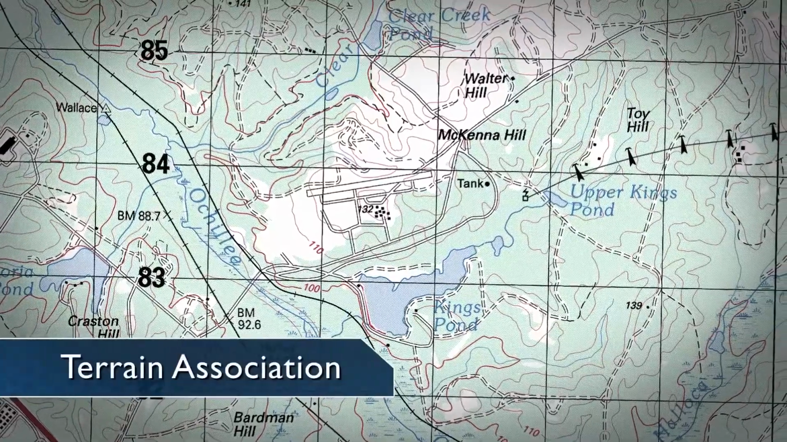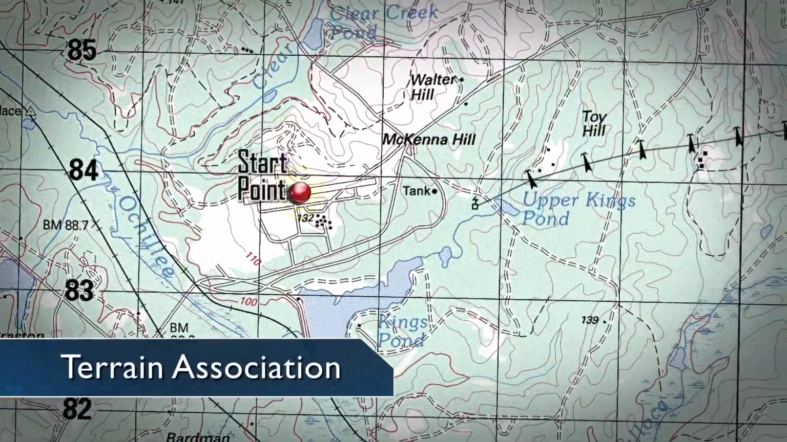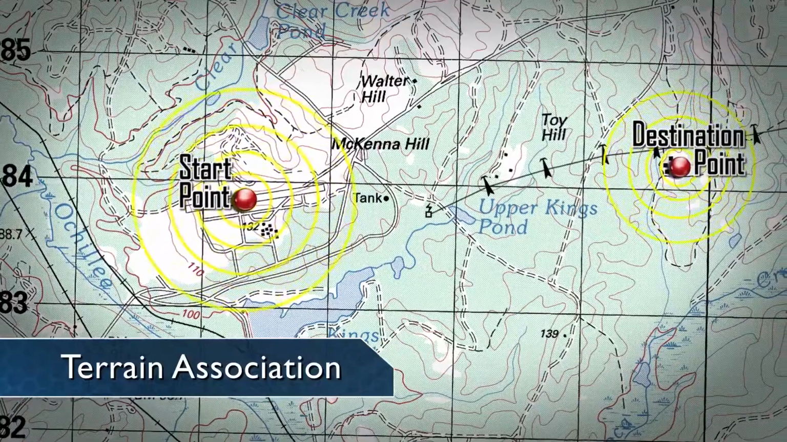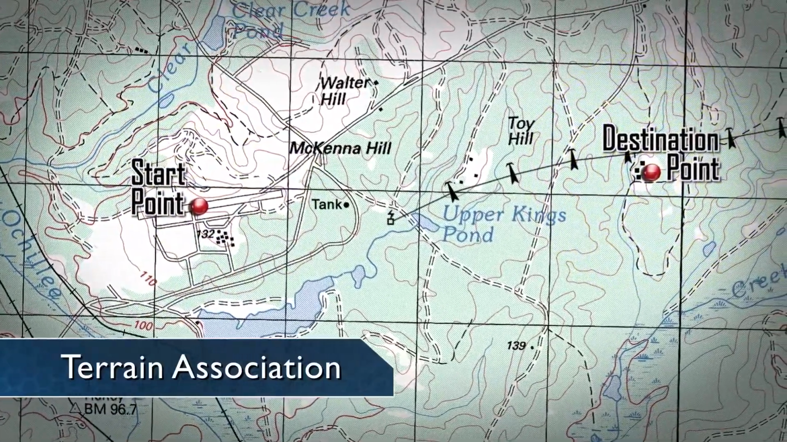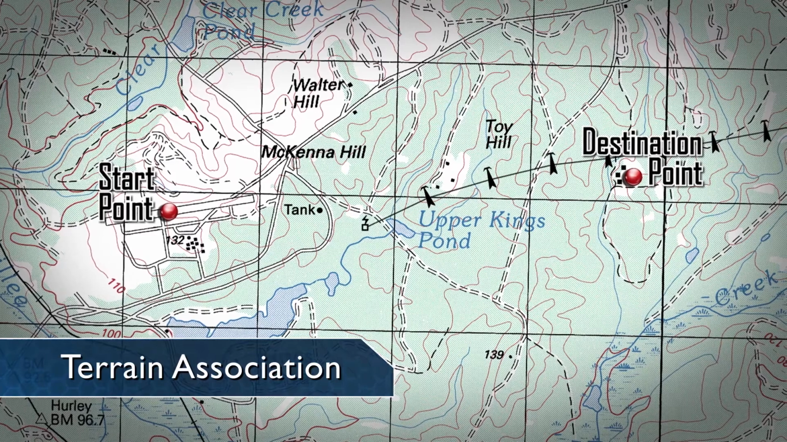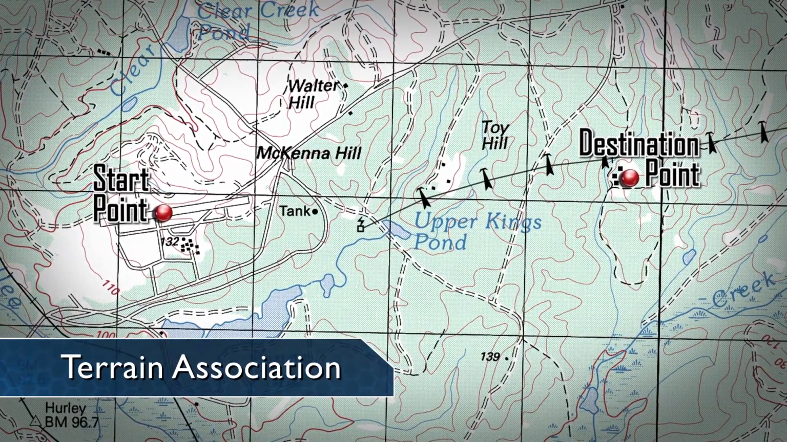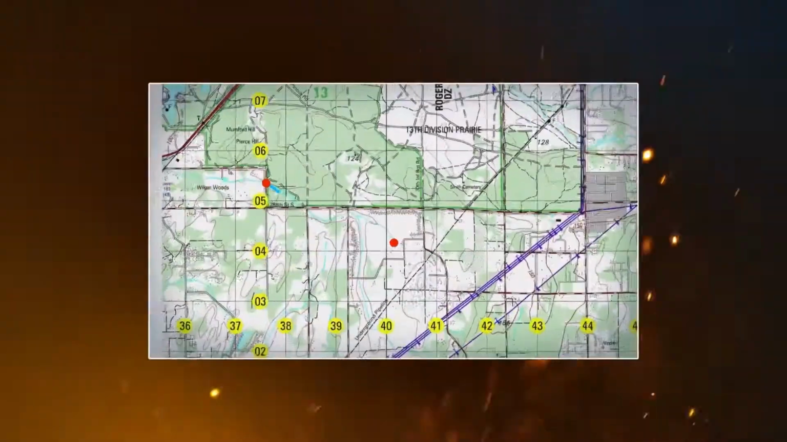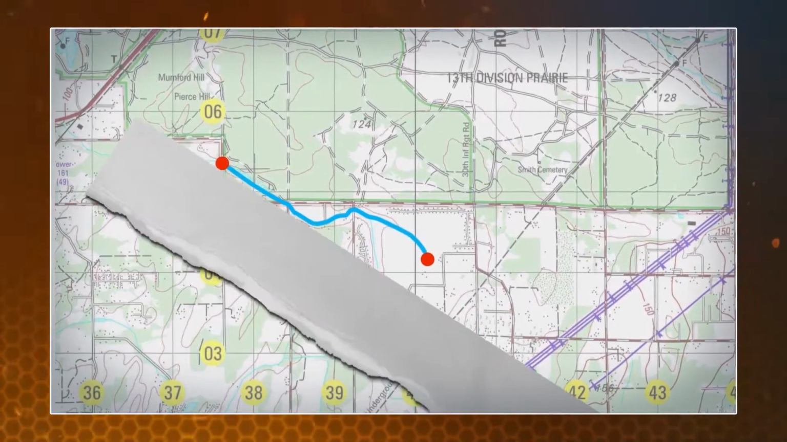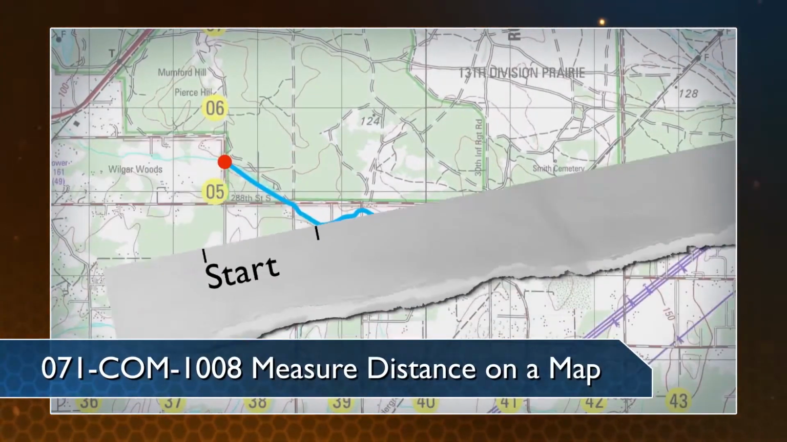To navigate using terrain association, first identify the start point and destination point on your map. Analyze the terrain between these 2 points for both movement and tactical purposes. Identify terrain features that can be recognized during movement, such as hilltops, roads, or rivers. Plan the best route, including checkpoints if needed. Determine the map distances between identified checkpoints and the total distance to be traveled. For a review of measuring distance on a map, refer to task Measure Distance on a Map.